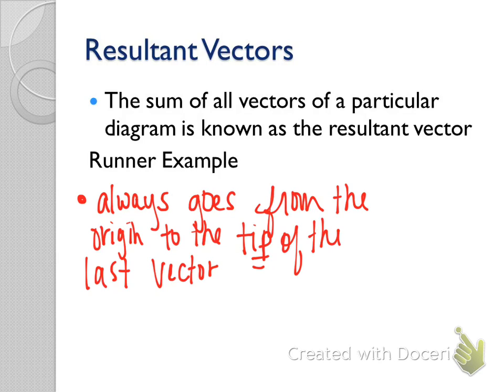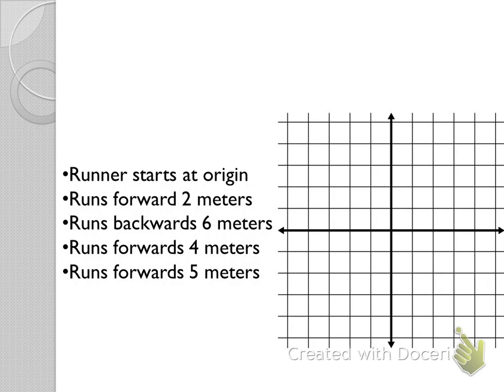Let's look at that same runner example we looked at a second ago. I'm going to regraph that so you can see the tail to tip method in action, and we'll look at our resultant vector. We'll see if you can label it. Here is the origin in the middle. My first motion is to go 2 meters forward, in the positive direction. So here's my first vector. The tail starts at the origin, and it goes in the direction of the motion.